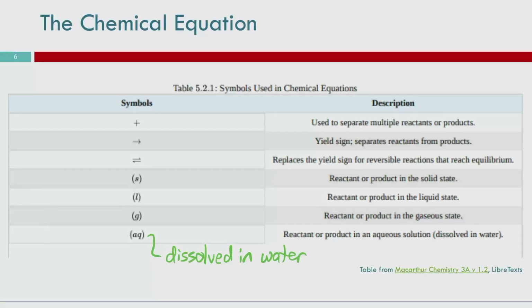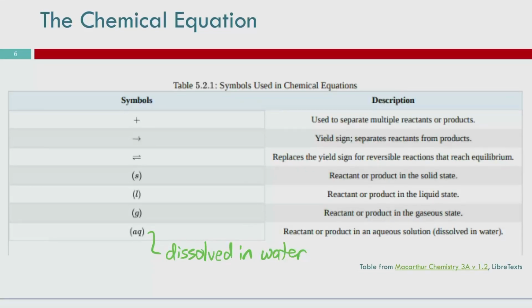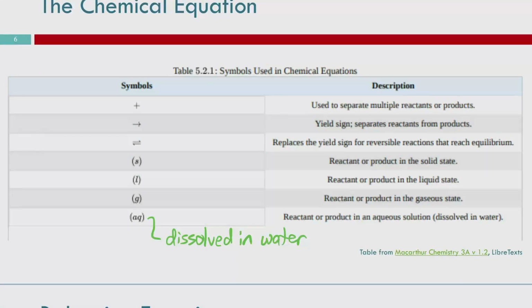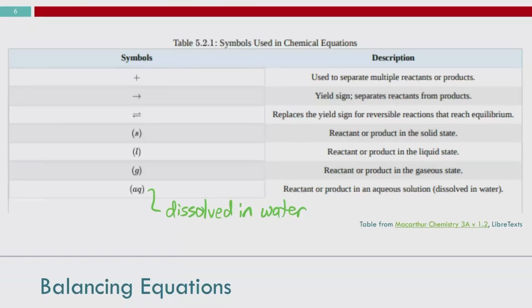So like if we're doing a reaction in a liquid, in water, then we would have AQ behind anything that's dissolved in the water. So like simple syrup or like a salt gargle, the salt and the sugar in those would be AQ because they're dissolved in the water.